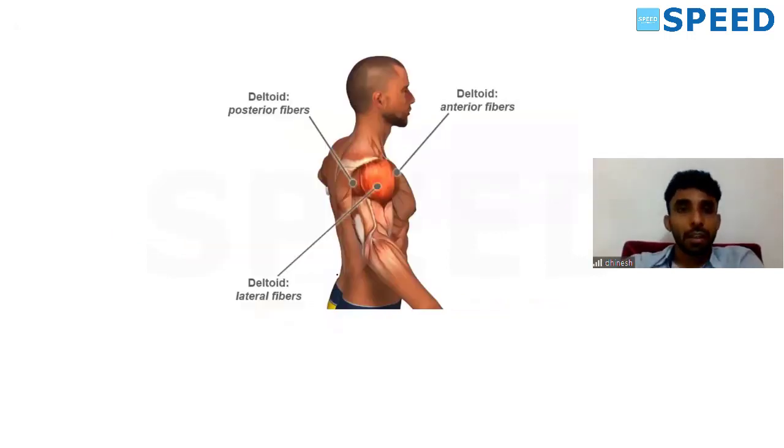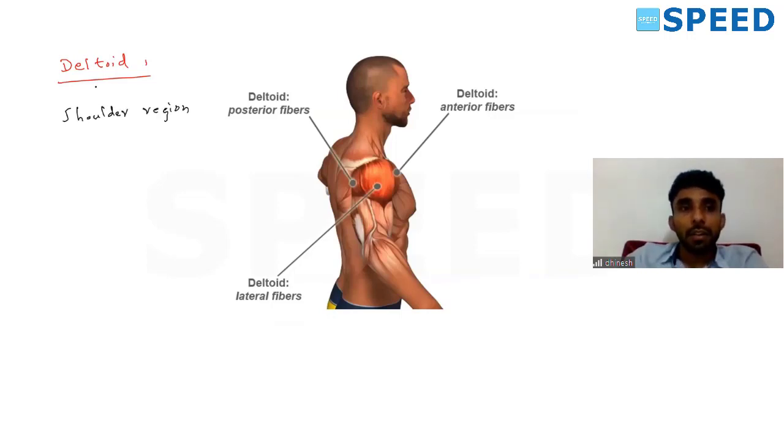Now moving to one muscle present in the shoulder region called the deltoid. Let's talk about the important points about the deltoid muscle. You will already know, deltoid is the muscle which forms the shoulder region. You are able to see the deltoid muscle labeled in this image.